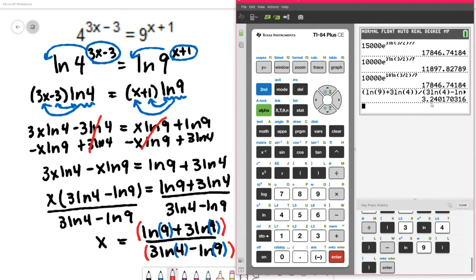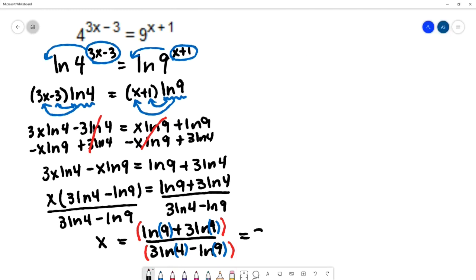So we've got 3.2402, rounding to the fourth decimal place. Make sure you're trying this in your own calculator to see if you get the same answer, and practicing to make sure you get those parentheses right.